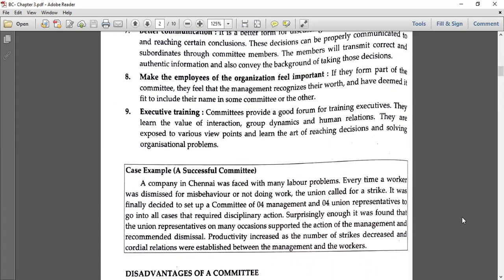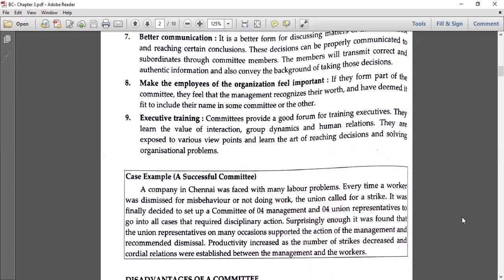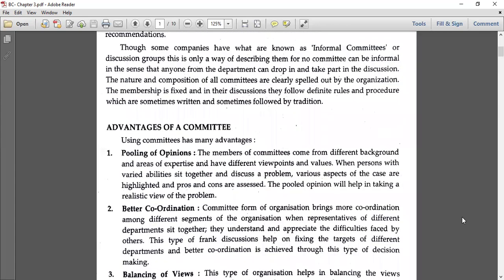In a way, even a worker at the lower level of the hierarchy in an organization, if he is included in a committee, he can learn a lot and he can reach the upper levels of managerial positions through this executive training. So hopefully now you know the 9 advantages of committees.